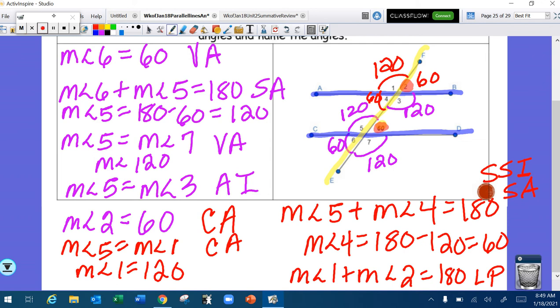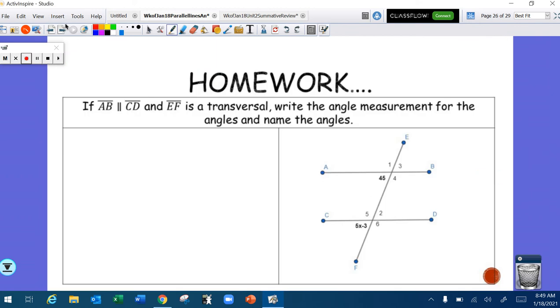Use this example to help you with the other examples that are in your homework. I'm going to go over 2 more. All right, so I'm given the same information. It's saying AB is parallel to segment CD and EF is a transversal. Write the angle measurement for the angles and the names.